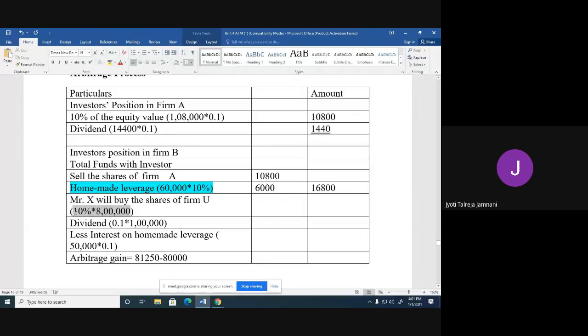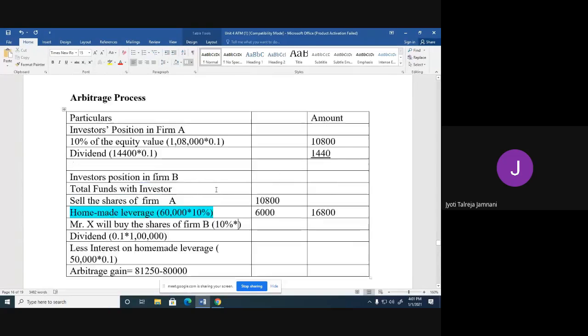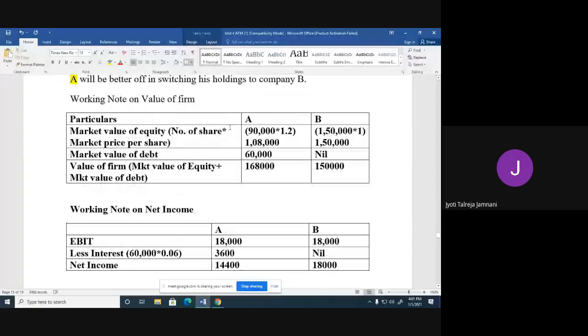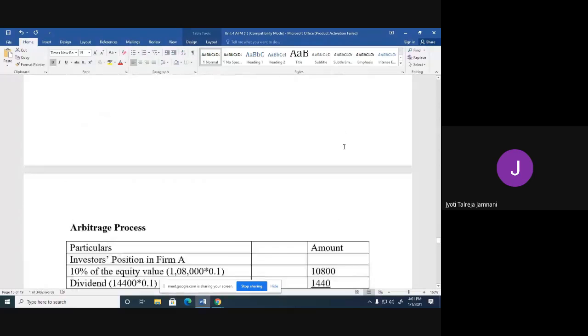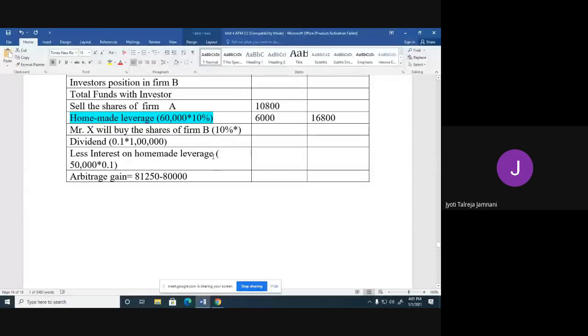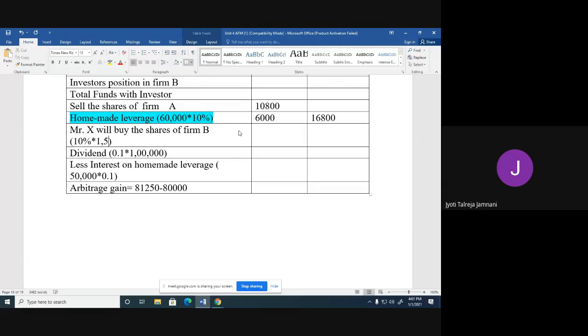Now we will go to firm B and buy the shares of firm B. So 10% of. We'll see how much is the equity value of firm B. We have done it in the first working note. The market value of equity for firm B is 1,50,000. So of this 1,50,000, he will buy 10% shares. So 10% of 1,50,000 is equal to 15,000. Okay, now what we will do?